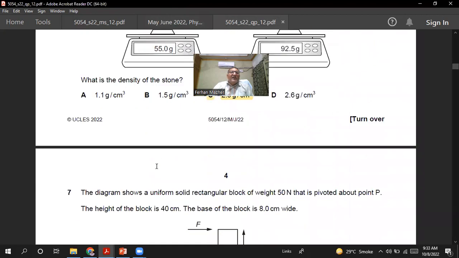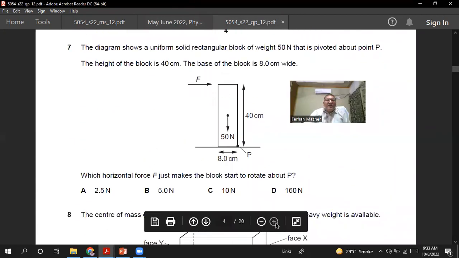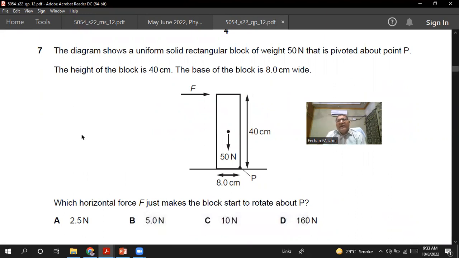Okay, so we are going to the next question, and the next question coming up on your screen is question number seven. He says, the diagram shows a uniform solid rectangular block of weight 50 Newton that is pivoted about the point P. The height of the block is 40 centimeter. The base of the block is 8 centimeter wide. Which horizontal force F just makes the block start to rotate about P?